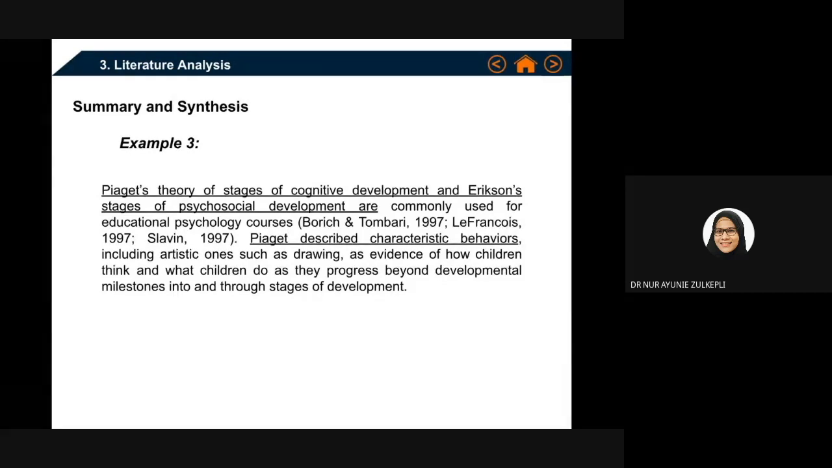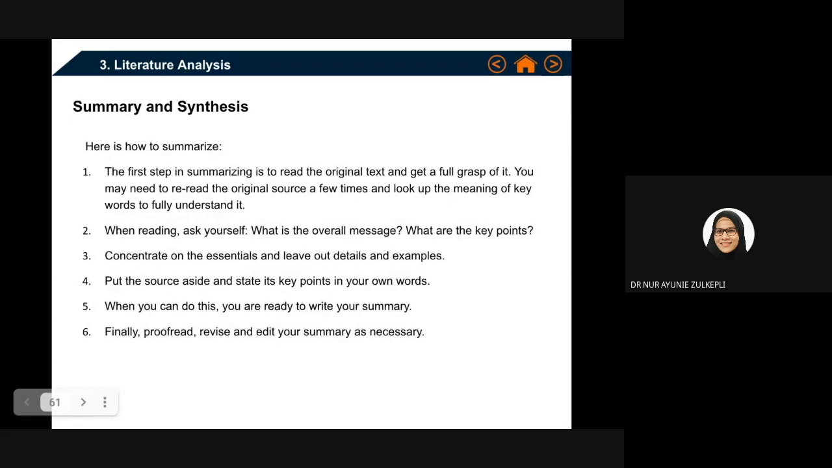Sorry. So in one paragraph you have different literature or references that are related. So that is how you summarize. So you go back and look at the example that I gave here. Okay. So how to summarize is the most important question.